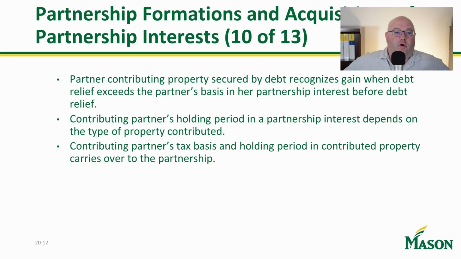All right. Partner contributing property secured by debt realizes gain when debt relief exceeds partner's basis. So for example, I have that land. $700,000 of land, $200,000 of basis. I contribute it. It has $400,000 of debt. I get relief. My basis in the partnership contribution goes down by $200,000. The additional $200,000 of relief that I have is considered a distribution in excess of basis, and it's actually going to be taxed to me as a result of that.